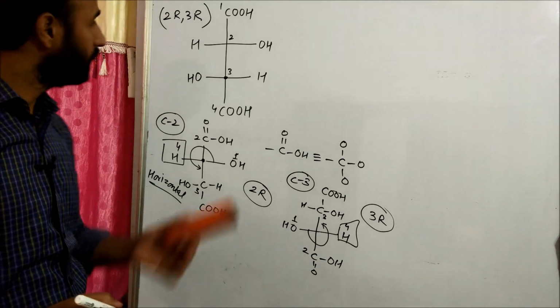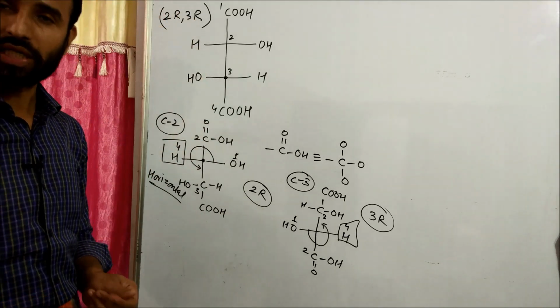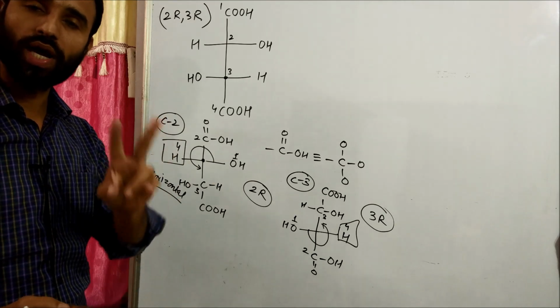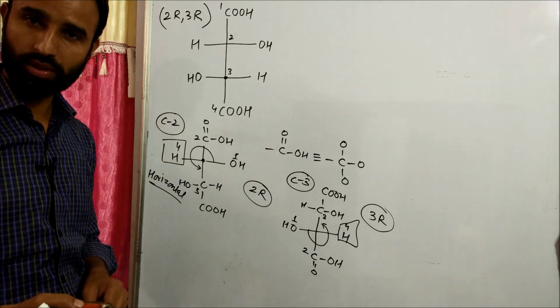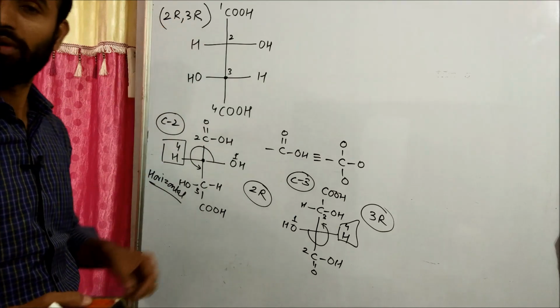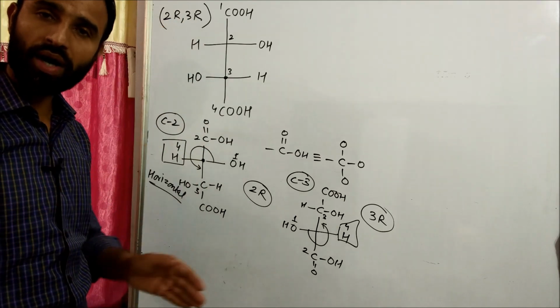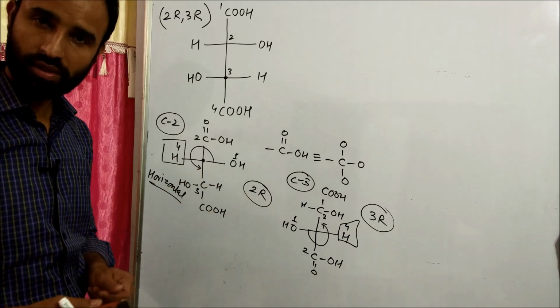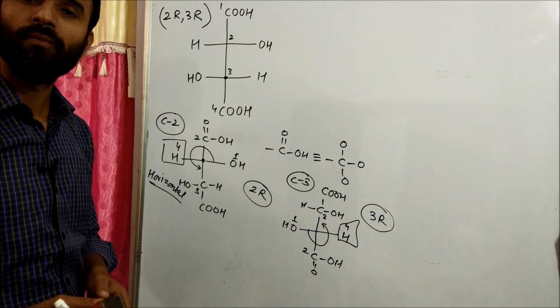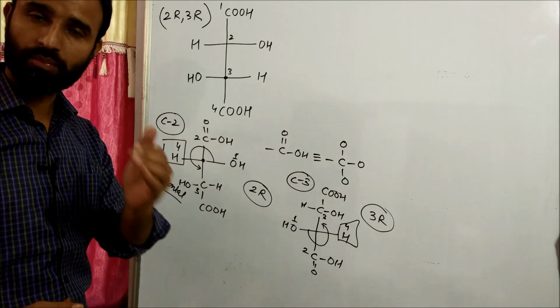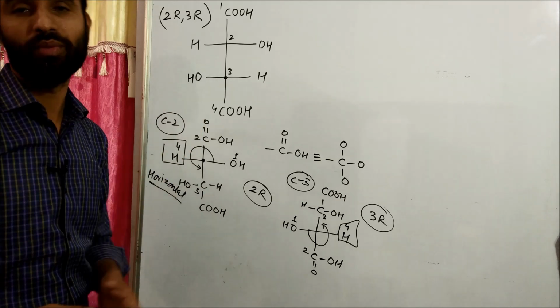One more thing, it predicts that it is an enantiomer. If a molecule has 2 chiral carbons and both have the same configuration, either R or S, that means they are enantiomers. That means that compound is an enantiomer.